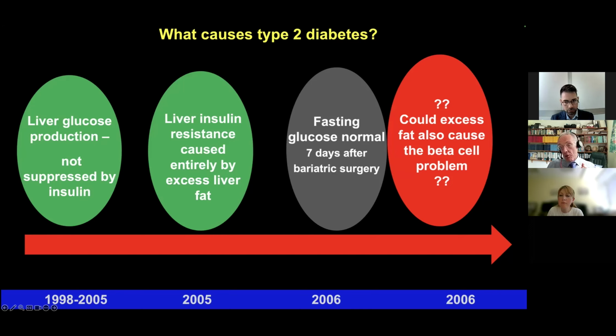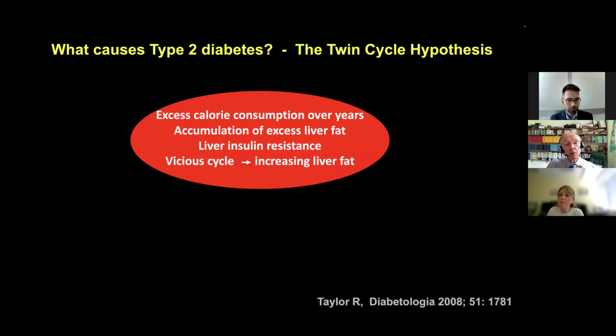perhaps we could look at the cause of excess fat as not only maybe causing the fasting change, but how about the beta cell? Could the fat be gumming up the works inside the beta cell as well?